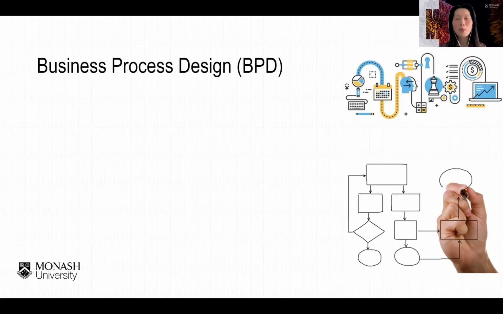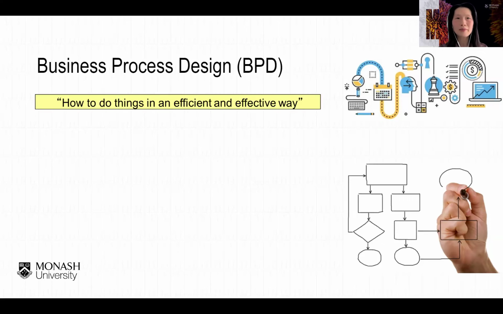I probably won't go through the slides in detail because there are a lot of slides, but I will quickly show you to give you an idea of what this is about. Business process design, in essence, is about how to do things in an efficient and effective way. It's not just about speeding up the process to make things more efficient, but also about doing the right things.